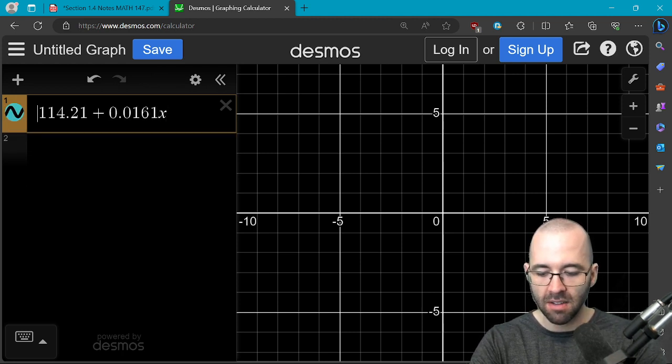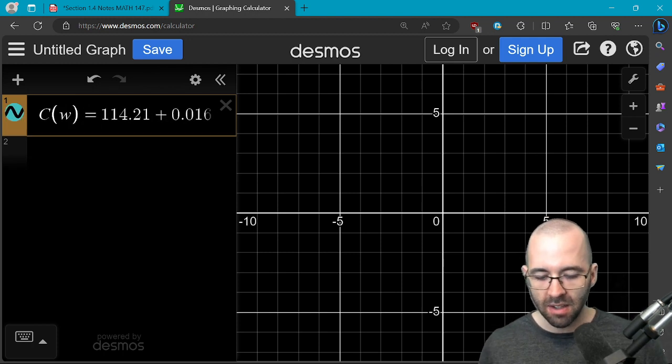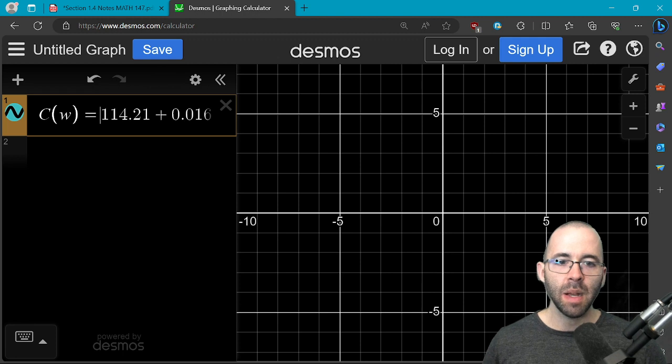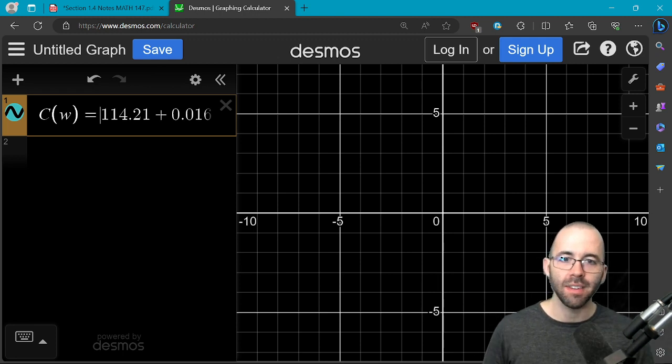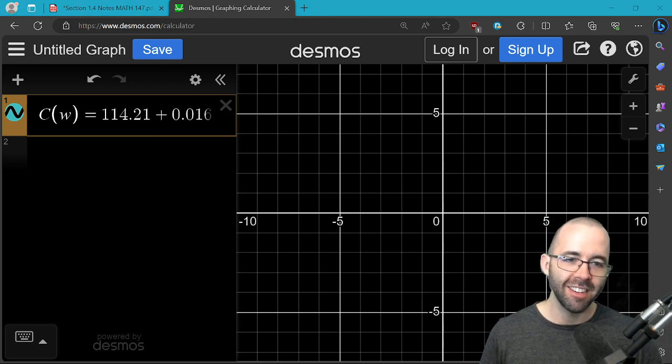Let's write this as an X. We can use it as a W. C of W equals like that. And you might panic and say, whoa, what happened? I can't see anything. Desmos isn't graphing it. Well, think about what we're looking at.